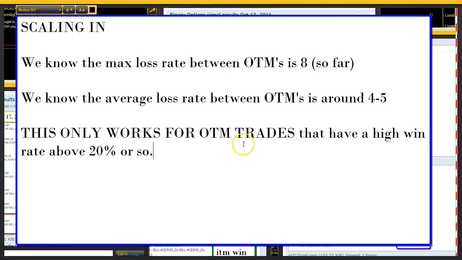Now this only works for OTM trades that have a high win rate above 20% or so. You can't use this on OTMs like for 2 hours out, 50 pips out of the market and buy it for like $3. It's not going to work. You're going to lose all your money. You need to stay within the market range.